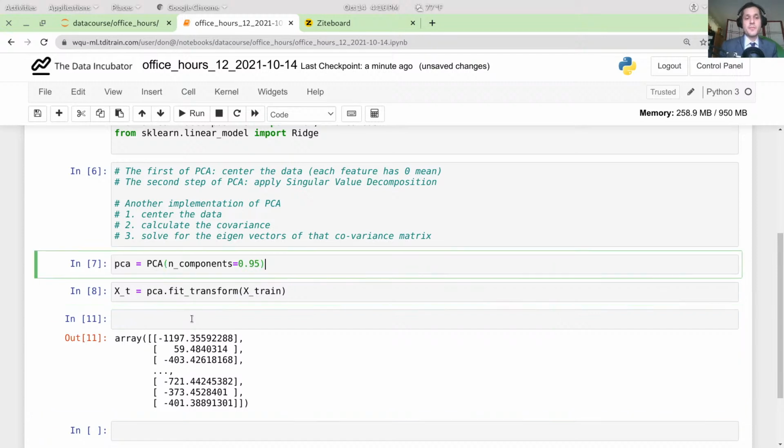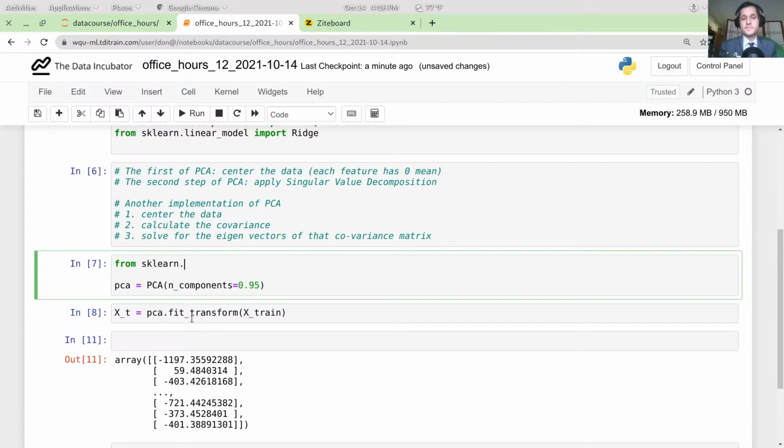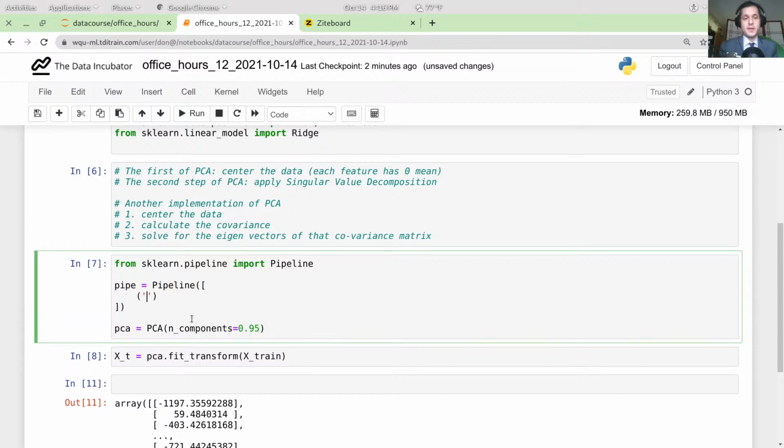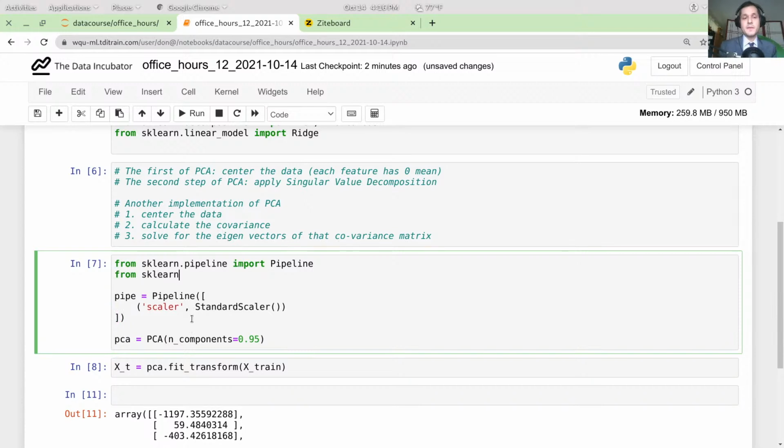So I can probably put this in a pipeline from sklearn. Import Pipeline. So I say pipe equals Pipeline, and I have my scaler, or standard scaler. Actually, I'm going to use a min-max scaler. I'm going to use a min-max scaler.